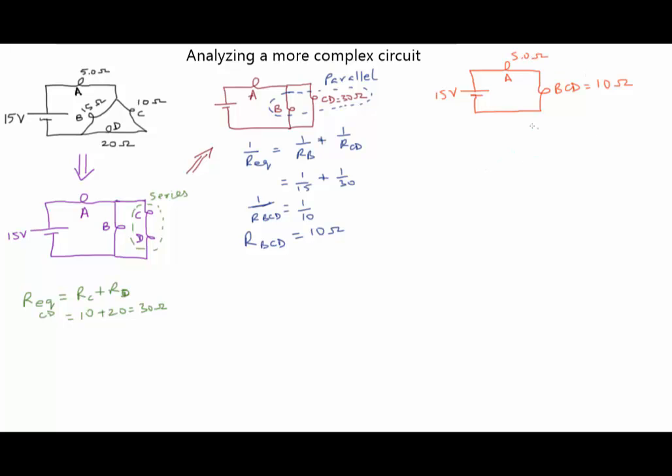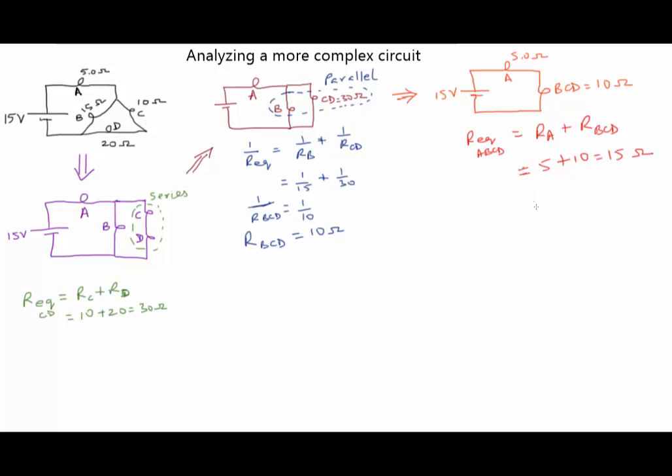So now this has become a simple circuit, and even though I have this bend over here, we can see that A and BCD are simply in series. The same current that goes through A has no choice but to go through BCD as well. So as a last step, I can combine those two, and let me do that in red. So I've got R equivalent for A, B, C, D, all 4 things combined, would be RA plus RBCD, which will give me 5 plus 10 equals 15 ohms.